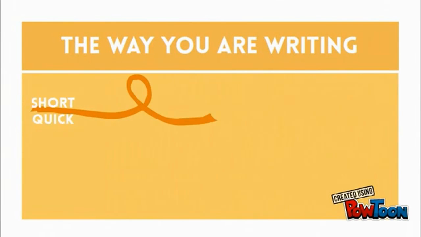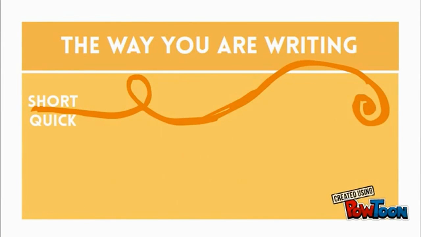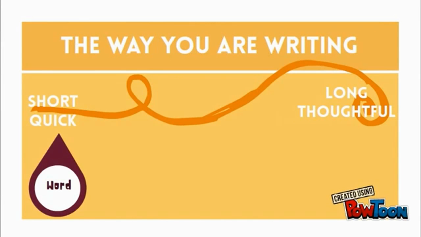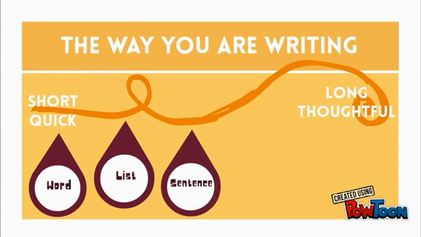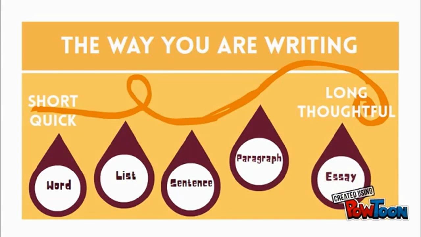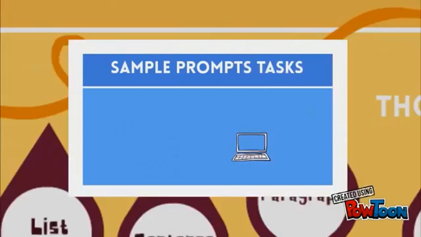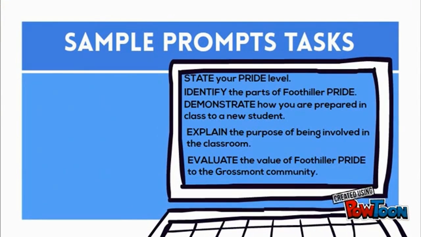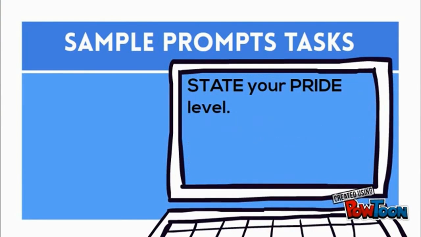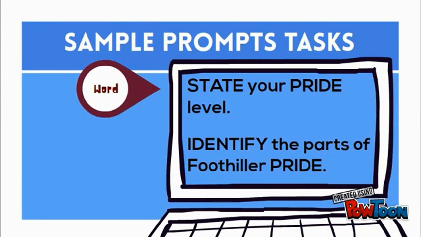A task may require a short, quick response or a long, thoughtful answer. The way you respond to a task may be writing a word, a list, a sentence, a paragraph, or essay. Each response is different to the task. Let's look back at our 5 sample prompts, starting with the first 2. Prompt 1 asks you to state, which requires only a word response, while Prompt 2 asks you to identify parts, which needs a list. Both prompt responses are short and quick and need no further analysis. Simply answer.